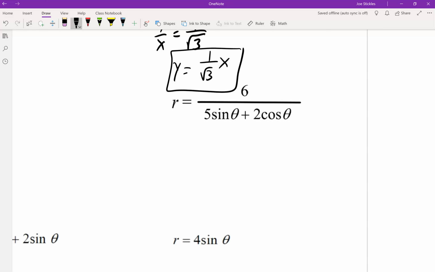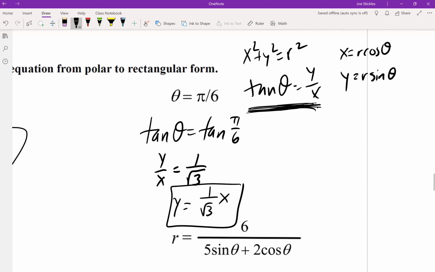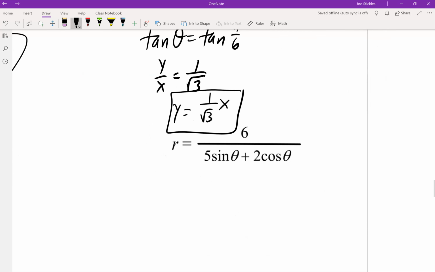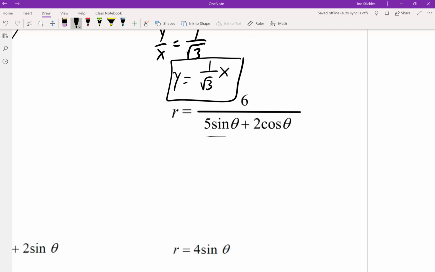All right, so I have this r equals 6 over 5 sine theta plus 2 cosine theta. I need conversions. Well, these are the conversion formulas that we have, the ones that are up here in the upper right-hand corner. If I'm going to use conversions that have sine or cosine in them, I need an r multiplied by the sine or by the cosine, right? Well, the easy way to get an r multiplied by the sine and cosine in this case is just to multiply both sides by the denominator here. So r times 5 sine of theta plus 2 cosine of theta equals 6. Now let's distribute the r.